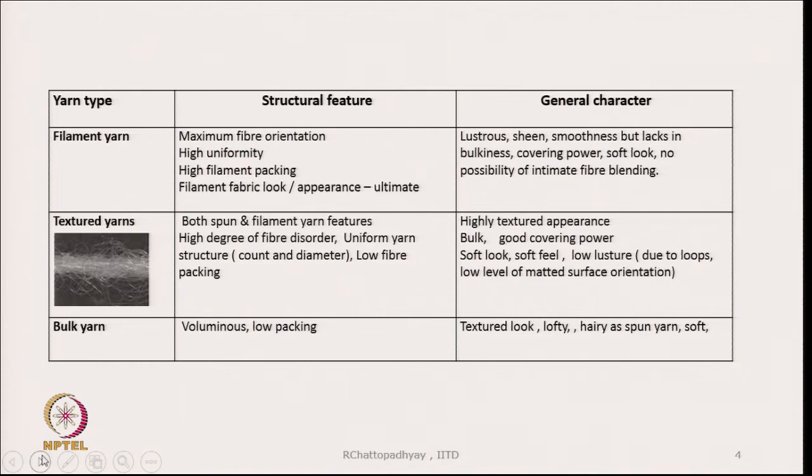To avoid that, the textured yarn is going to be helpful, because the surface fibers will be highly disoriented and there will be a lot of scattering of the light, and hence it will give a spun look, and it will have better covering power, because it is a little bulky in nature in comparison to 100% filament yarns, where it is not at all textured. And then we can have bulk yarn also, which is highly voluminous yarn, and these yarns also can be used in products where bulkiness of the fabric is very desirable.